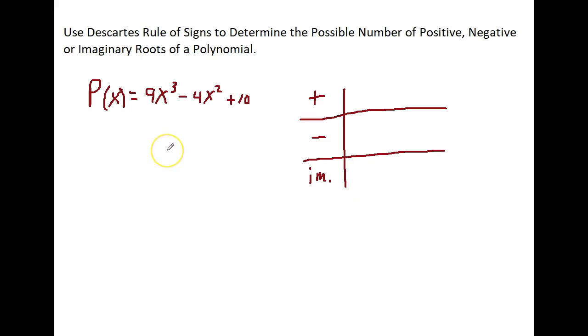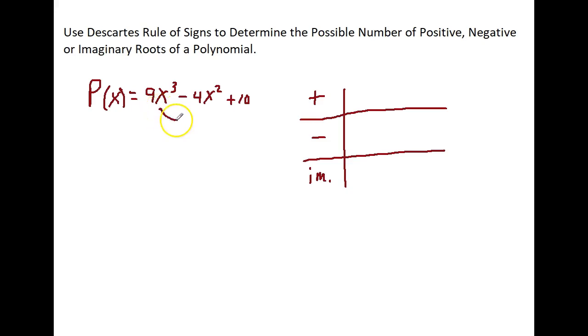Now, what Descartes' rule of signs says is that the number of positive real roots of p of x equals 0 is either equal to the number of sign changes between consecutive coefficients of p of x or is less than that by an even number. Now, that sounds weird. Here's what we do. We take the original polynomial. We don't fill in with zeros in any missing terms. And we're going to look for changes in signs.